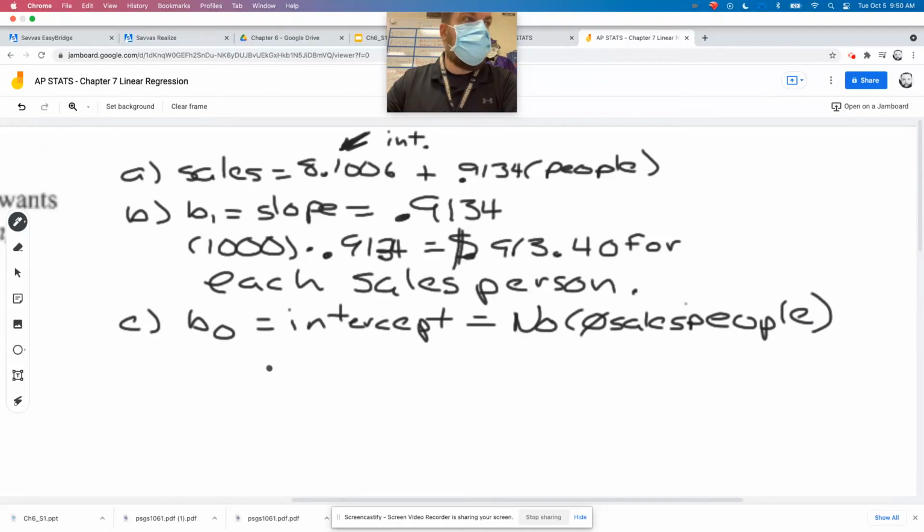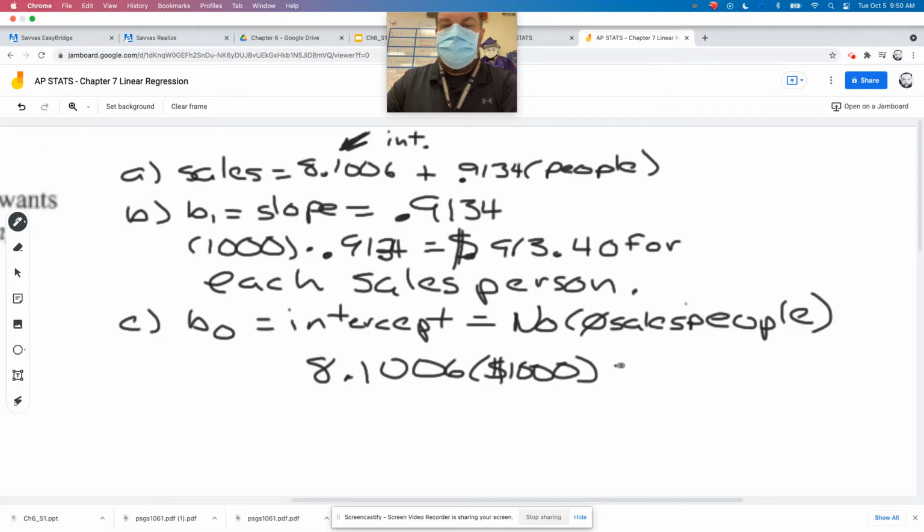What would that be? Well, it'd be the same thing. You're going to say 8.1006 times 1,000, because that's the unit that we're measuring the salespeople in. And so you're still going to make 8,160 cents.